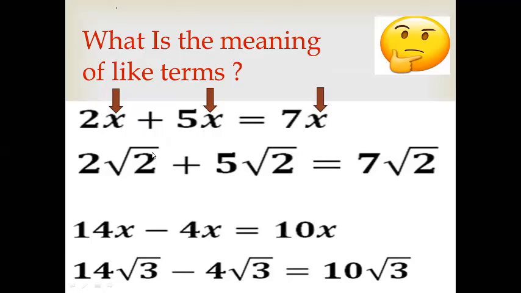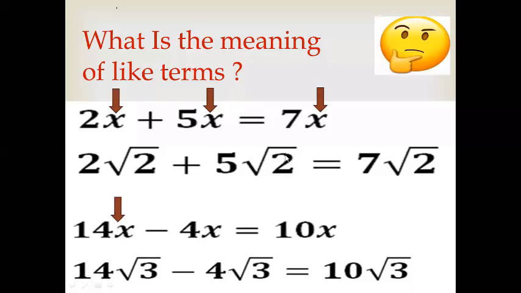We will do the same in radicals. Like radicals mean they have the same number under the root. So if we have root 2 and root 2 in the second term, they are alike. So 2 root 2 plus 5 root 2 will be 7 root 2. As we did in addition, we will do in subtraction. 14x minus 4x, are they alike or different, Ahmed? Alike. So 14x minus 4x will be 10x. Excellent. The same in radicals: 14 root 3 minus 4 root 3 will be 10 root 3.